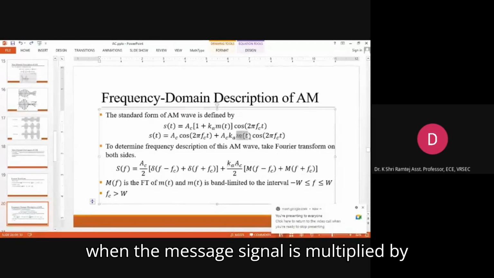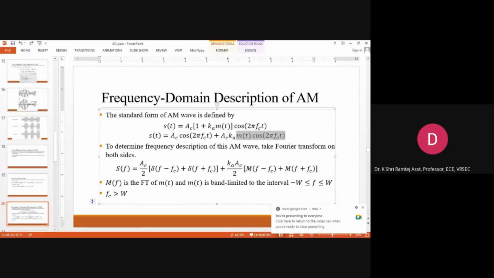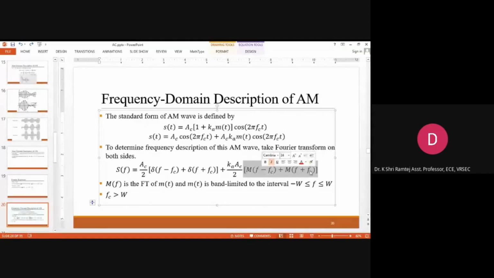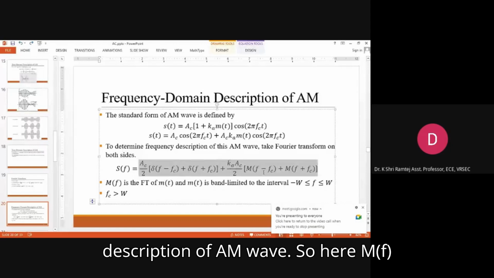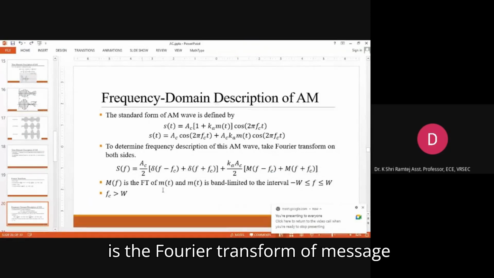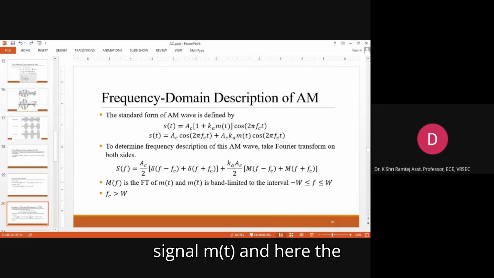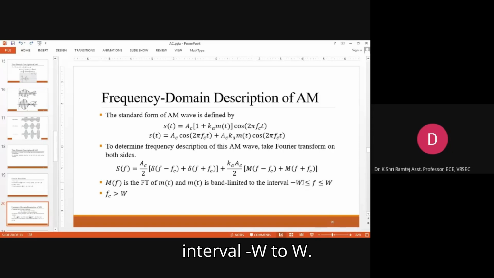As we have seen, when the message signal is multiplied by the cos signal, the spectrum will be 1 by 2 times m of f minus fc plus m of f plus fc. So this will be the frequency domain description of the AM wave. Here m of f is the Fourier transform of the message signal m of t, and the message signal is band limited to the interval minus w to w.